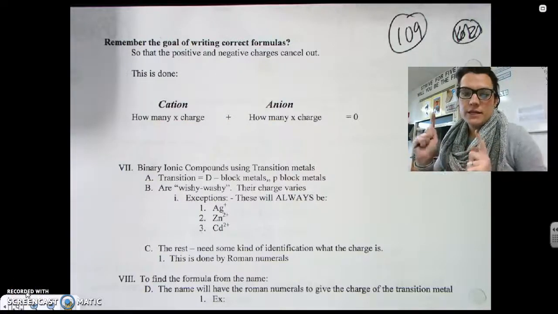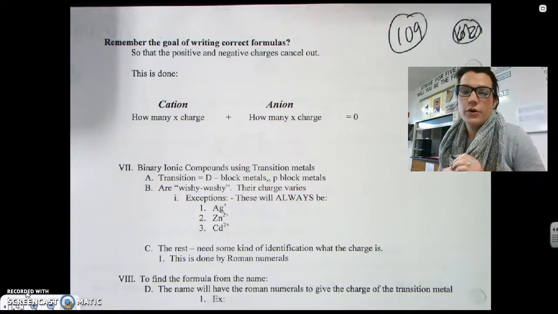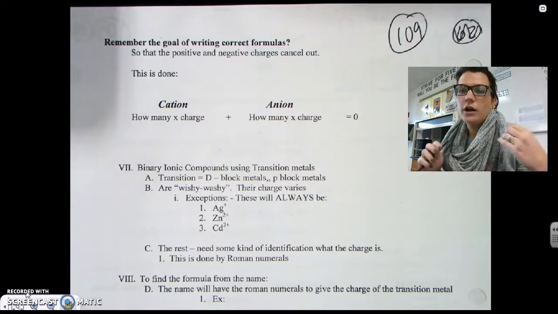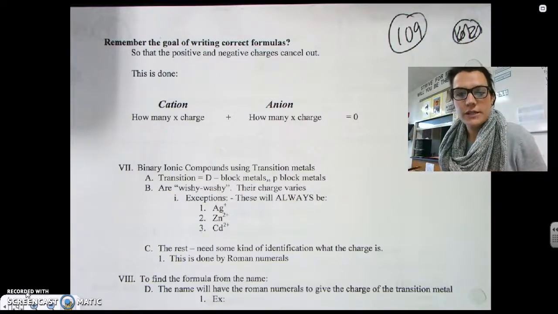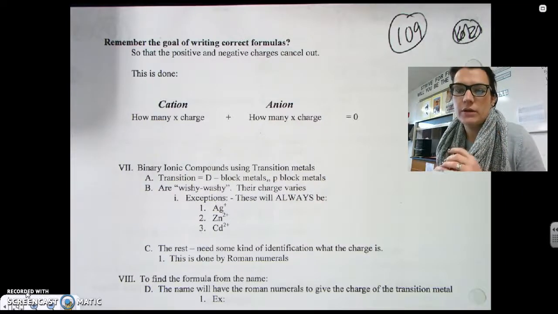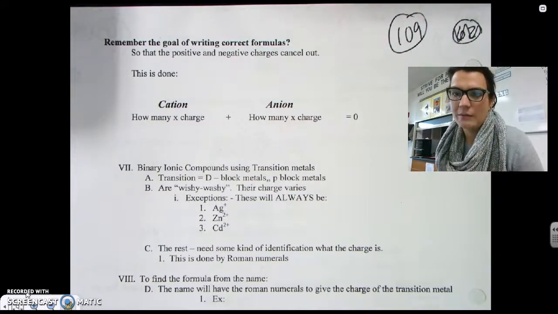Okay, so today's lesson is going to be naming transition metals. So group 1 and group 2, aluminum, and then cadmium, zinc, and silver are the binaries that we already know the charges of, where when we start to deal with that D block, or the transition metals, we already talked about the fact that those metals may lose different amounts of electrons depending on what they're bonded to.